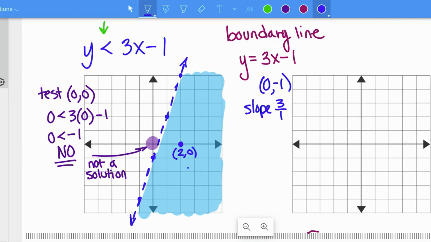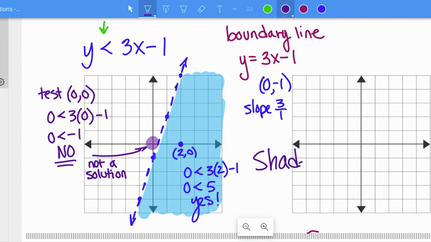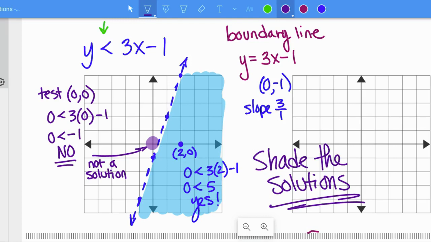That means the y is 0. Is 0 less than 3 times 2 minus 1? Is 0 less than 6 minus 1, 5? This comes out a yes, right? And any coordinate pair that I pick on that side will be a yes. So the shading, right? Shade the solutions. And if you find one, you found all of them. And if you find a no, you know it's just the other side. The shaded side will represent the solutions.